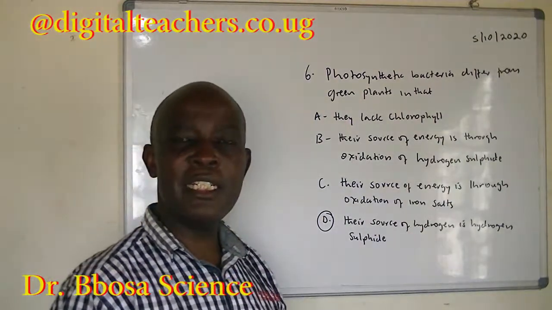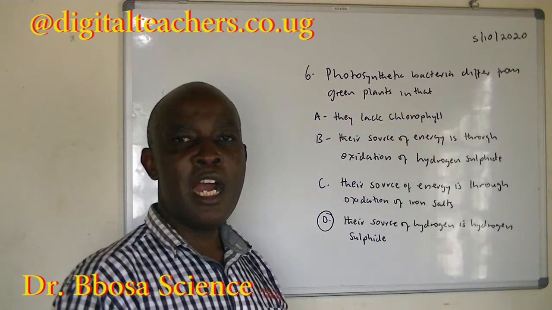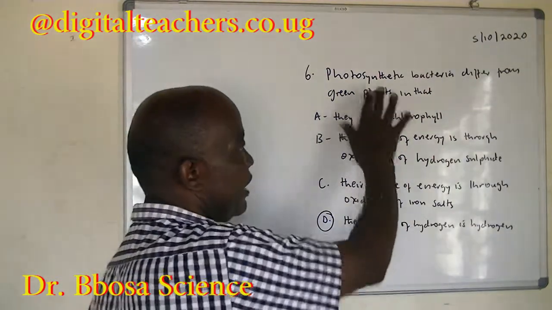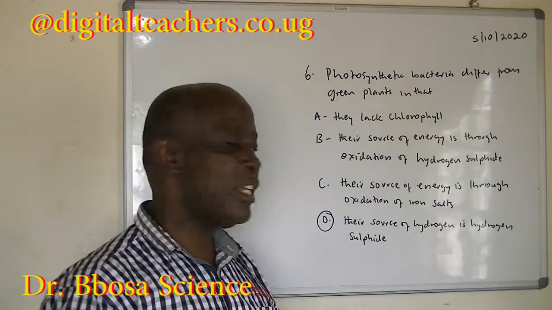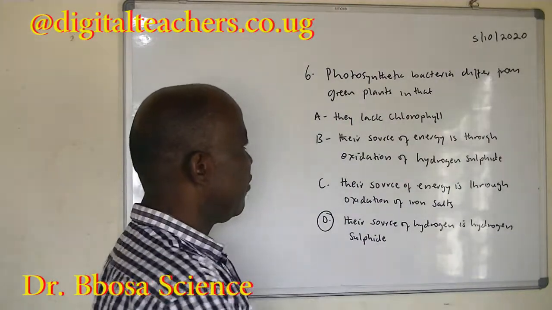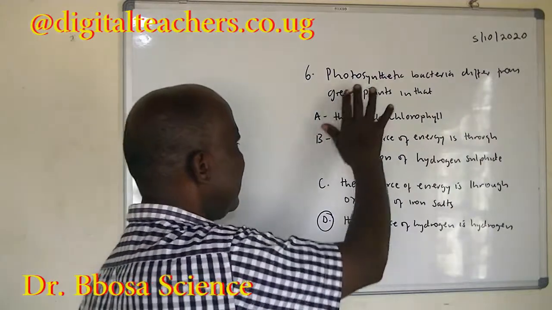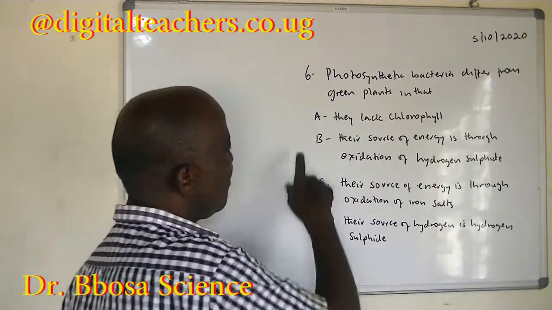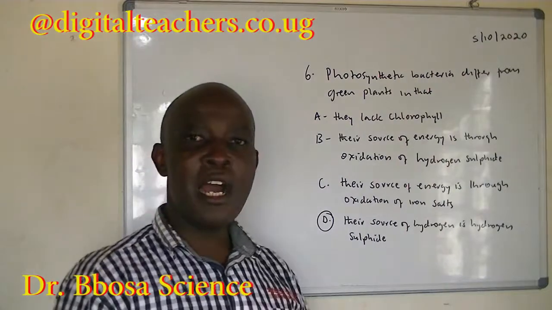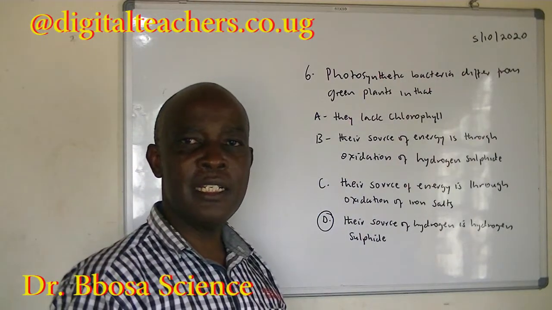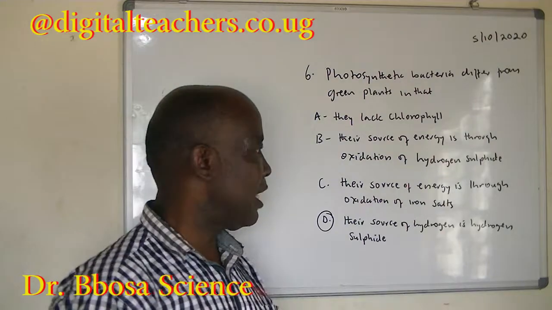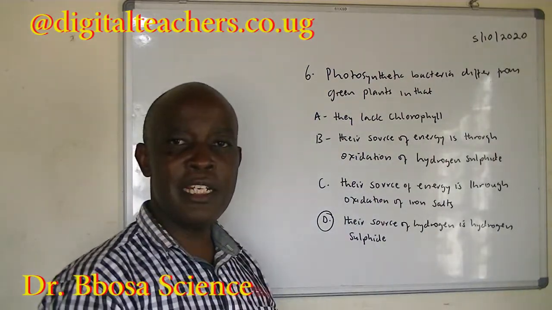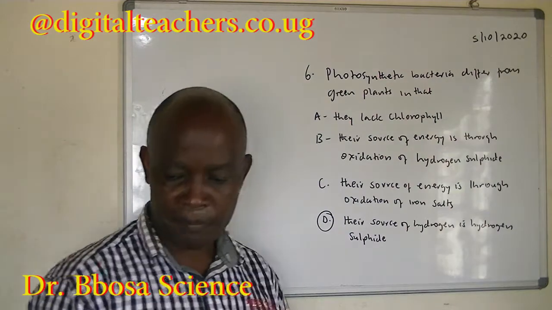Photosynthetic plants get hydrogen from water, while photosynthetic bacteria get hydrogen from hydrogen sulfide. Photosynthetic bacteria have chlorophyll as well. B and C apply to chemosynthetic bacteria. They are the ones that oxidize inorganic compounds.